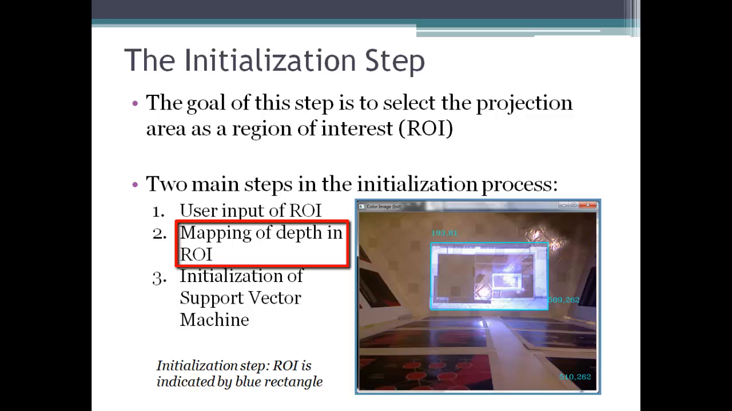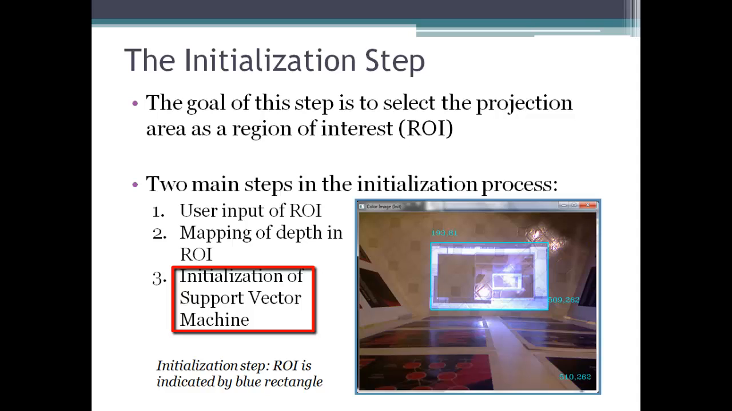By mapping and saving the background of the projection, the device is able to know when the finger is touching the surface of the projection, even when an irregular surface is used. The final step is to train the support vector machine classification algorithm.